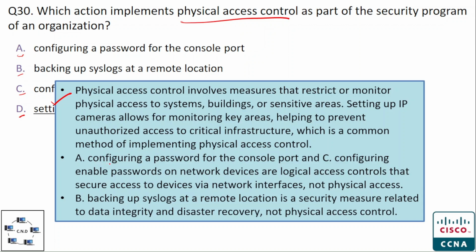Option A, that is configuring a password for the console port, and option C, that is configuring enable password on network devices, are logical access controls that secure access to devices via network interfaces, not physical access. Option B, that is backing up syslogs at a remote location, is a security measure related to data integrity and disaster recovery, not physical access control.